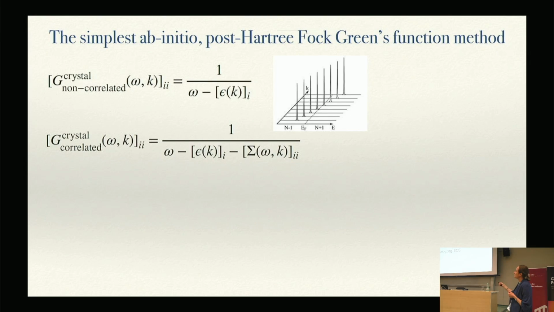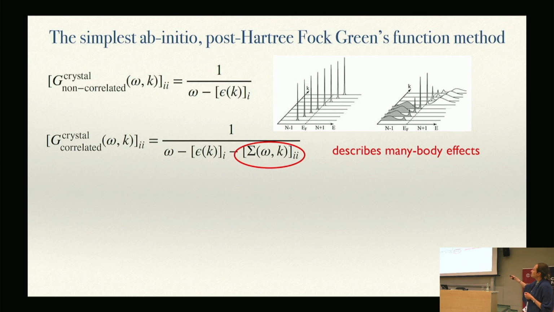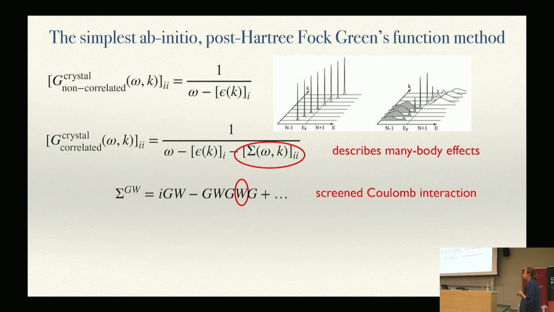So we want to add this self-energy, which will describe the many-body effects. And then you're going to get a spectrum which is naturally broad due to all these interactions between the electrons. The self-energy can be expressed as a series, where the Green's function is multiplied by a term called W, and then higher order terms. This W describes what we call the screened Coulomb interaction, so it describes how an electron moves through solids.